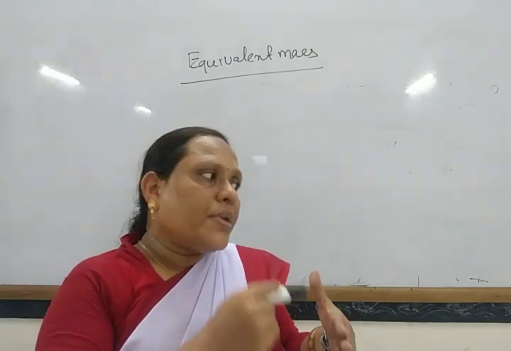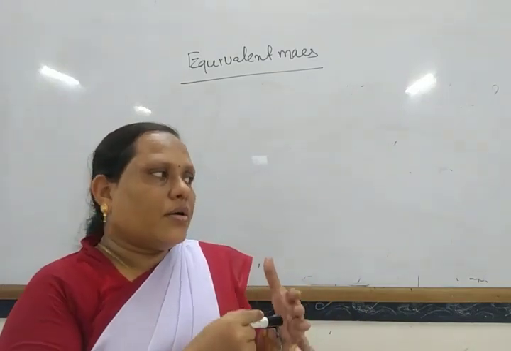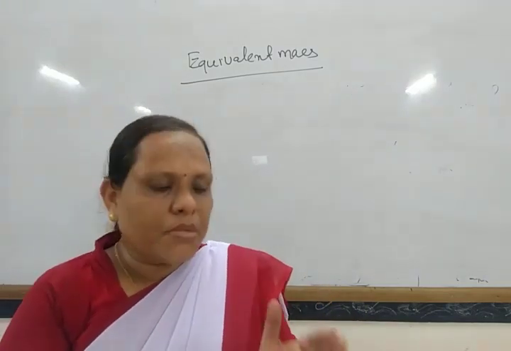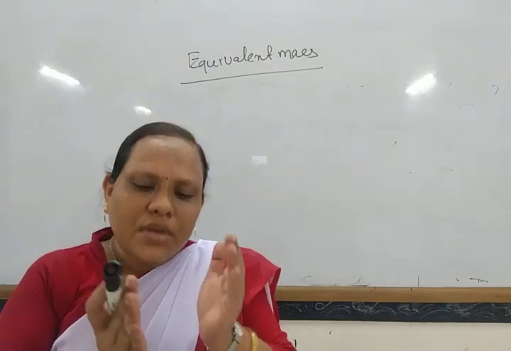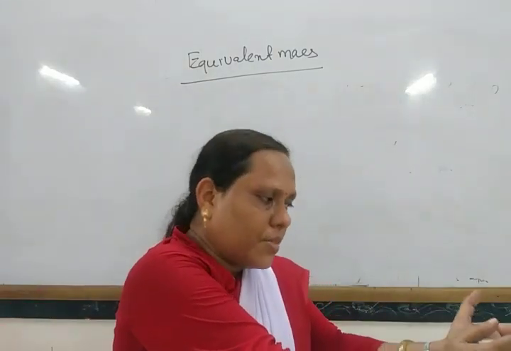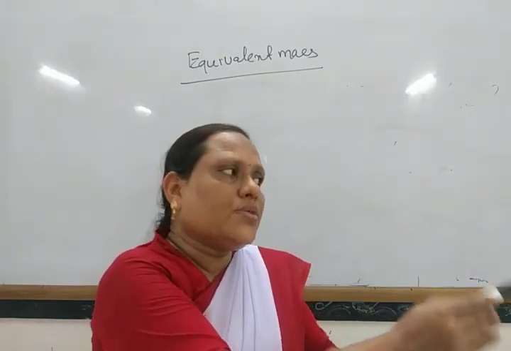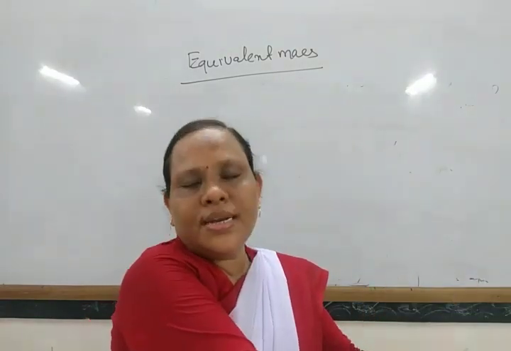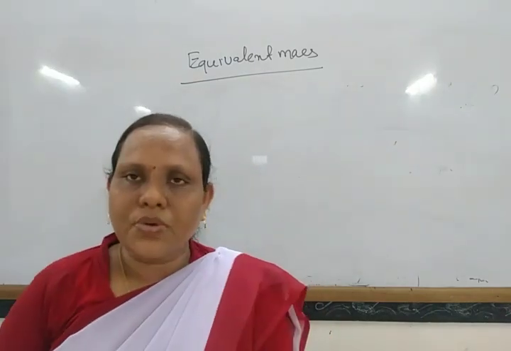So suppose some amount of sodium is given. How many parts of chlorine is it equivalent to? According to its equivalent parts of chlorine, it reacts to form sodium chloride.